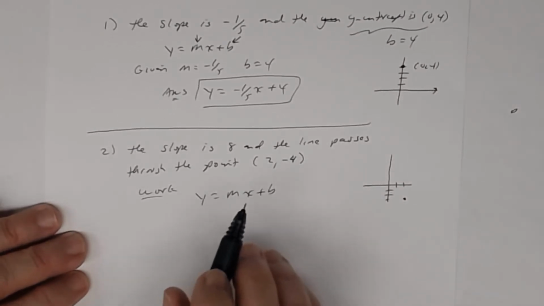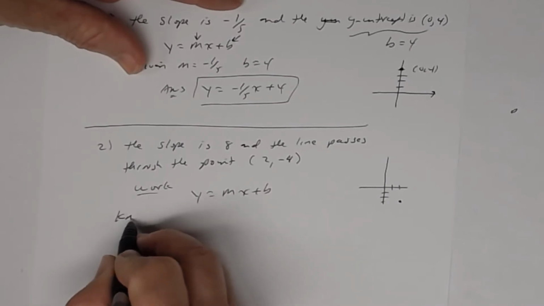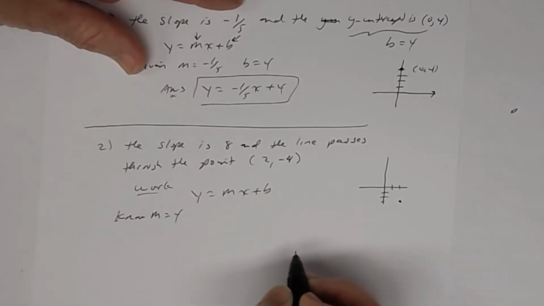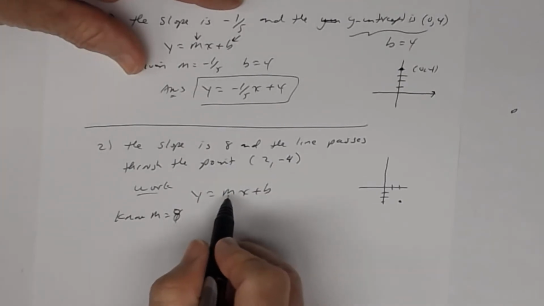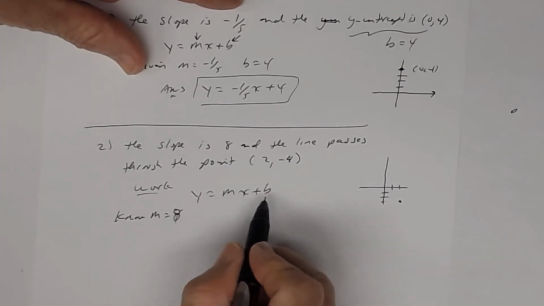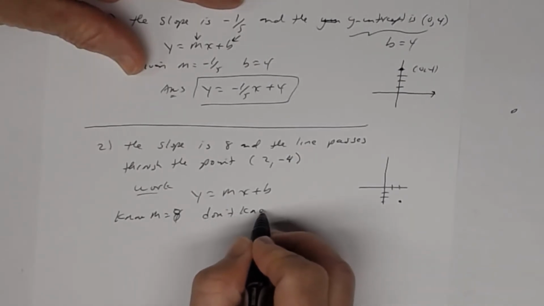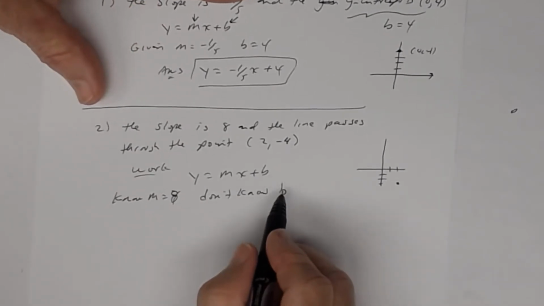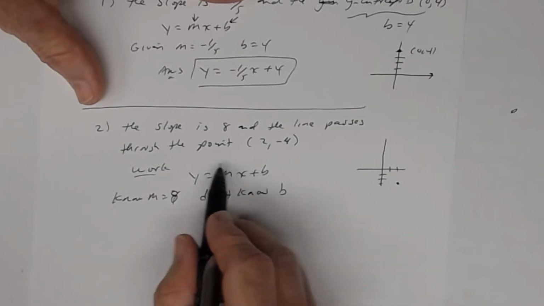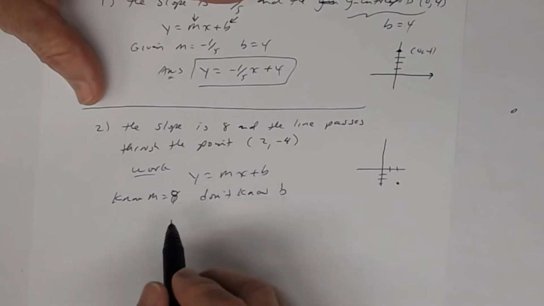All right, so here's what we know so far. We know that m is 8. Right away I know that, but I don't know b. I've got to find it. So how are we going to find that? Let's think about this. How will I find b if I have these 3 variables here? To find b, you must substitute something in for those variables.